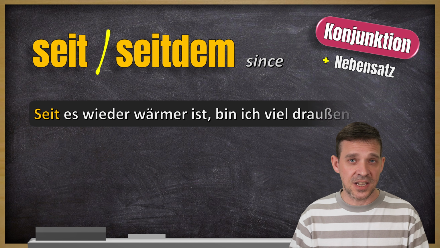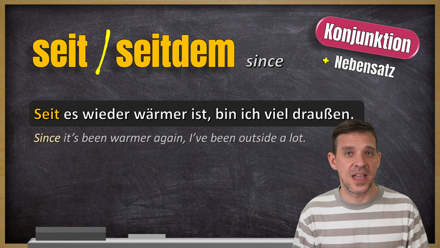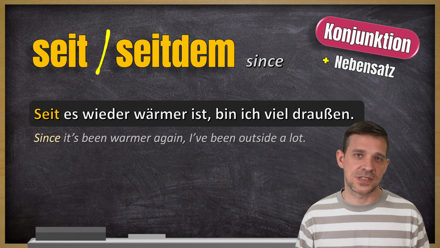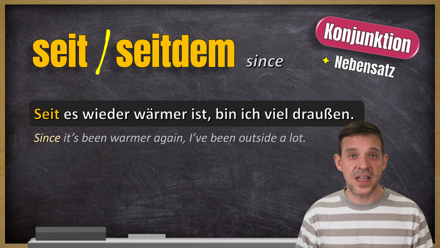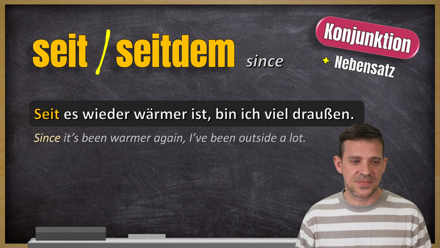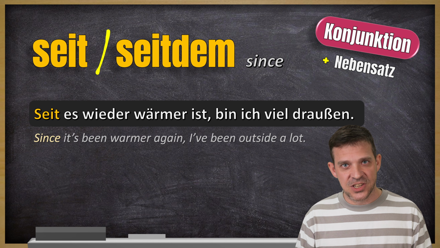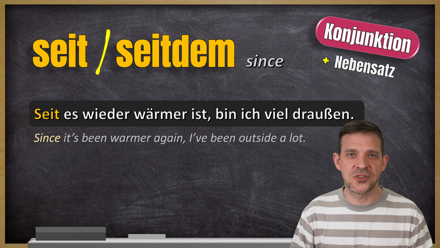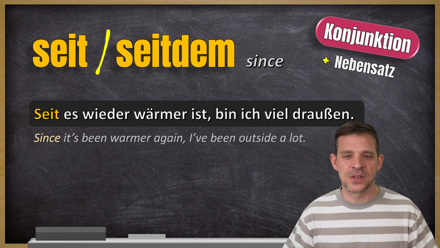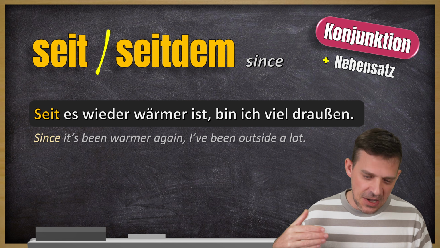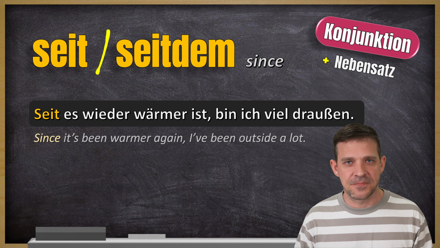Zum Beispiel, Satz im Präsens. Seit es wieder wärmer ist, bin ich viel draußen. Since it's been warmer again, I've been outside a lot. Spring is coming, der Frühling kommt, schön, es wird wärmer und die Leute gehen wieder mehr nach draußen.